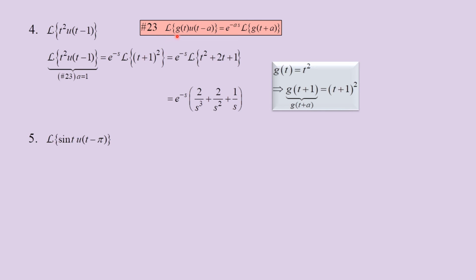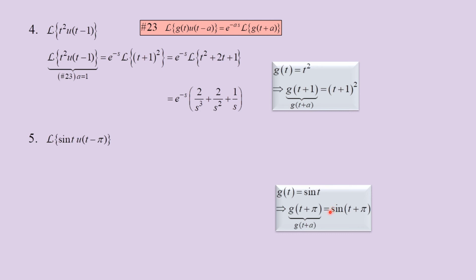To use formula number 23, we have to identify the value of a in the problem given, so a must be pi, and g of t is sine t. The formula requires us to find g(t plus a). Now a we know is pi. So if g of t is equal to sine t, therefore g(t plus a), or g(t plus pi), must be sine(t plus pi), because we simply replace the t by t plus pi, keeping the same function sine.